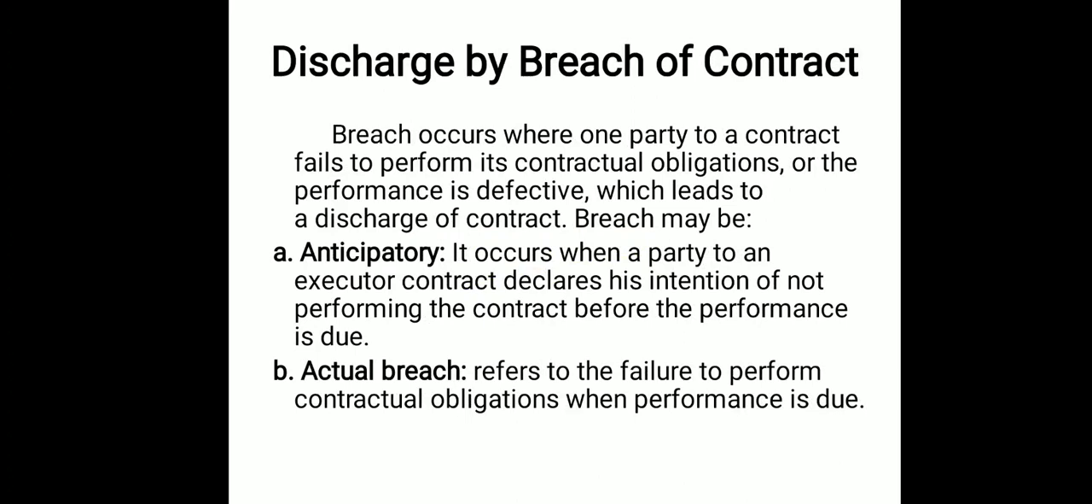Actual breach refers to the failure to perform a contractual obligation when performance is due. Whenever the performance was due, and the party failed to perform it as per the contractual terms and conditions, then it is known as a breach of contract. But sometimes, if the party is still interested to perform, he can talk with the other party and agree to some extra time. But sometimes, if the other party has suffered some loss or damages, then this party has to compensate it. About the damages, we'll learn in the next class in detail.